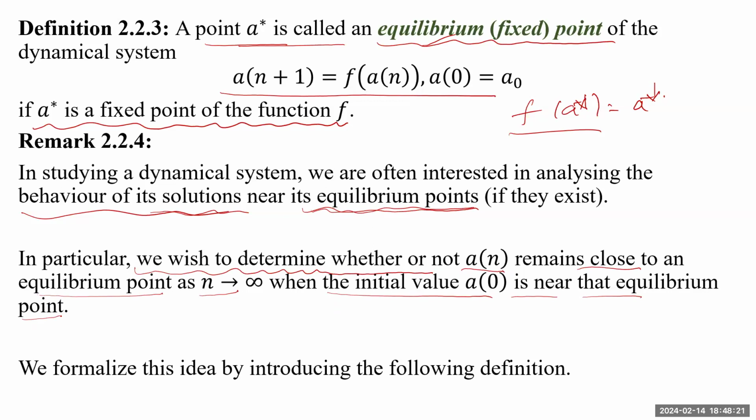right? Because we don't know a_n, it is a lot of terms, but we know the initial point a_0. Then we need to find the relation between a_0 and the equilibrium point, right? So as n tends to infinity, what is the closeness between these two points? So now we are going to define, based on this closeness, what is close. We are going to define the different terminology, right?